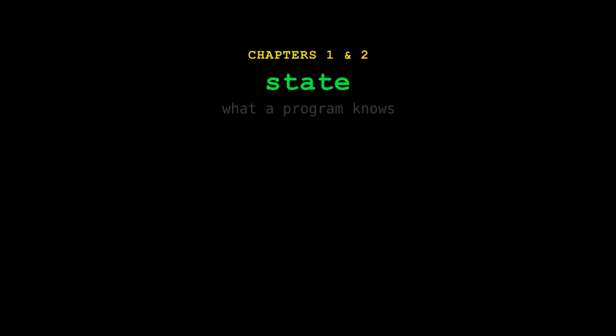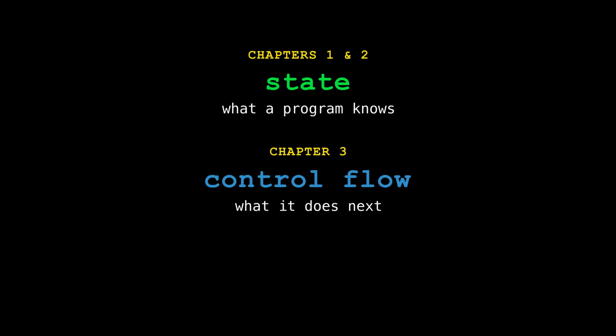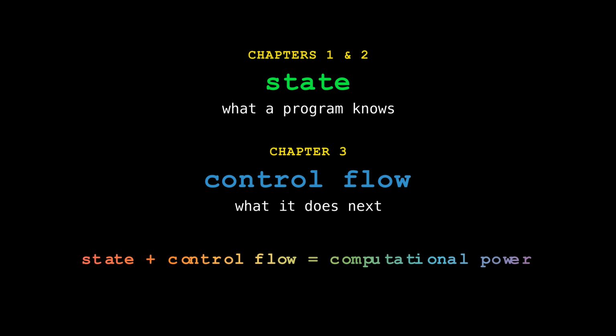In chapters 1 and 2, we introduced Python's object model and its core data types. Up to this point, our focus has been on the static program state: the objects that exist, the values they hold, and how they're represented. We now turn to control flow, the instructions that inspect and update that state as the program runs. This is where programs begin to be dynamic. Together with mutable state, conditional control flow gives programming languages their computational power.